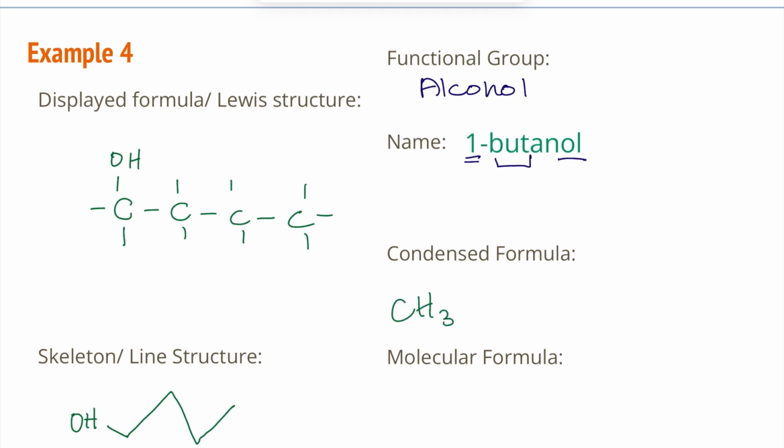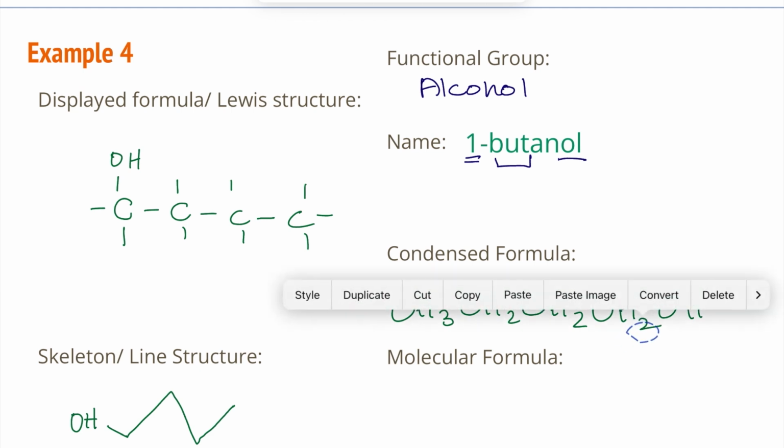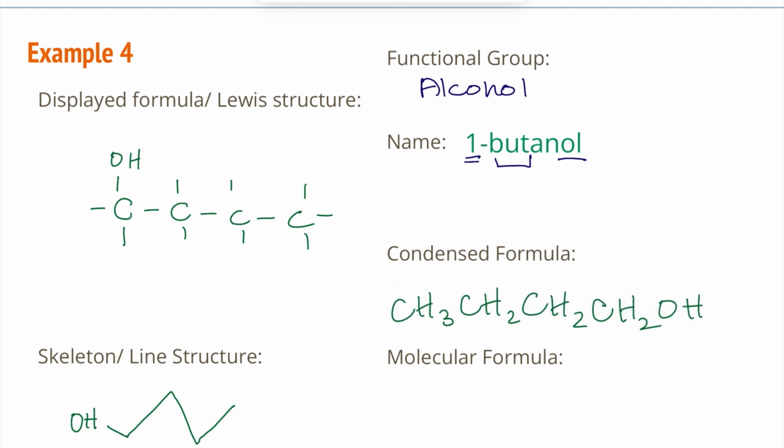So CH3, and then I have CH2, CH2, CH2OH. Oops, that is a CH2OH. So we can see that alcohol at the end of that group. This H doesn't get paired with these H's because that last H there is actually bonded with the oxygen. It's not bonded with this carbon.